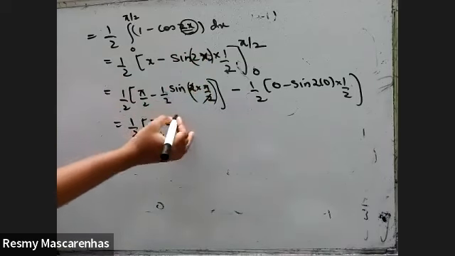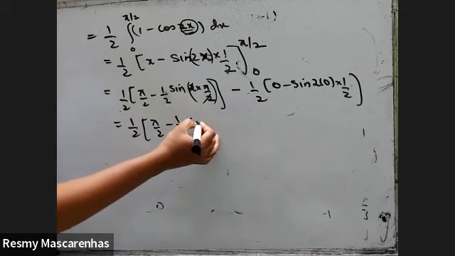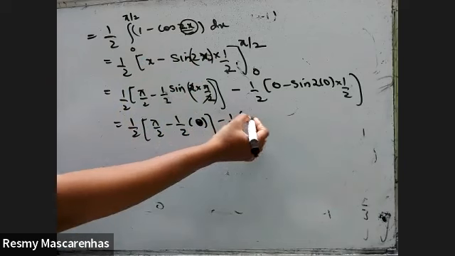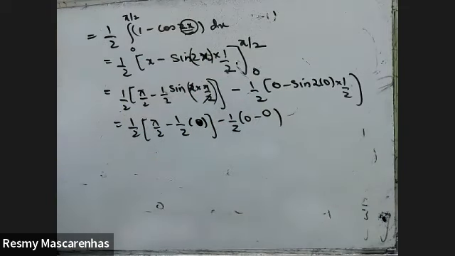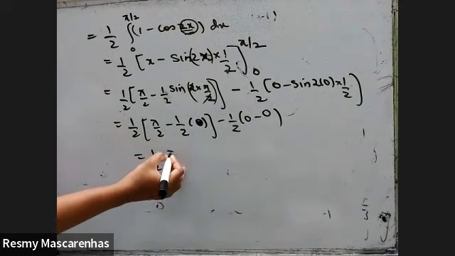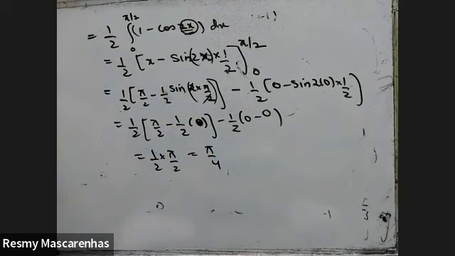And sine of 180, sine of pi, is 0. Again, this is also 0 and sine of 0 is also 0. So what remains is only this. Half into 0 is 0. Answer will be pi by 4.